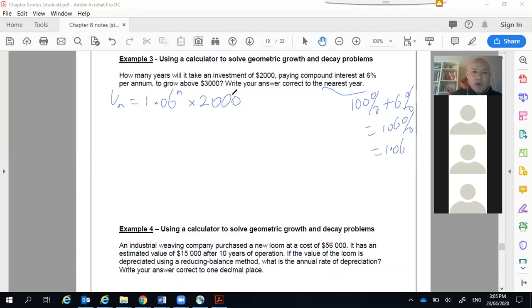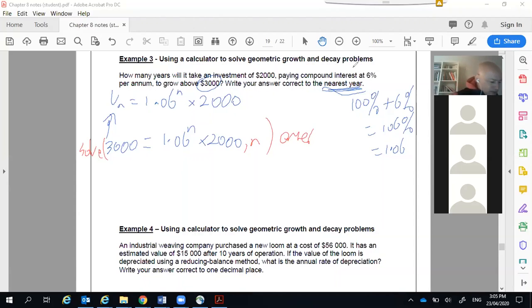Now we want to know when it's above $3,000. So in here, we want this to be 3,000. We're just going to make it equal and then we'll go from there. 1.06 to the power of n times 2,000. To the power of n because we were trying to find how many years. So all we're going to do is go solve on our calculator. You can do it another way, but for those of you who get confused, just go solve and then press enter.